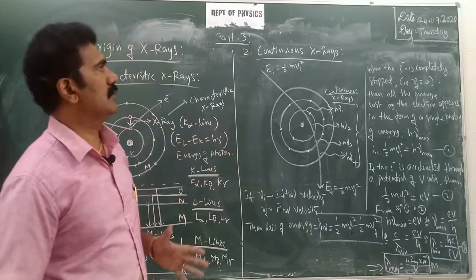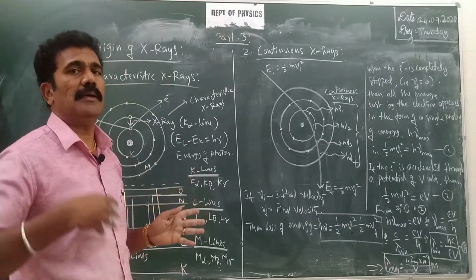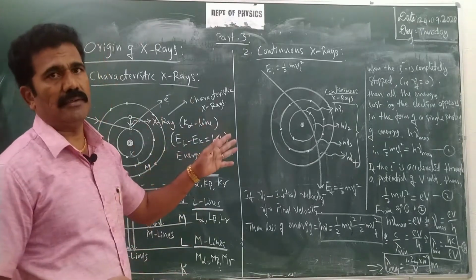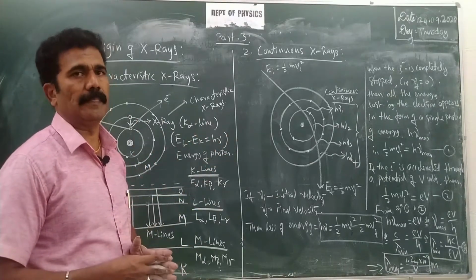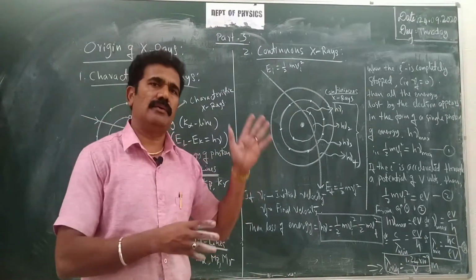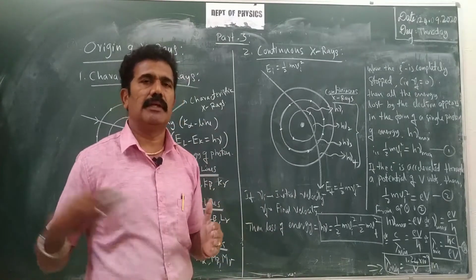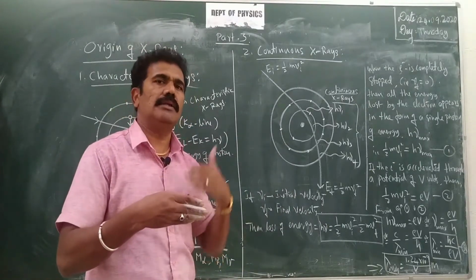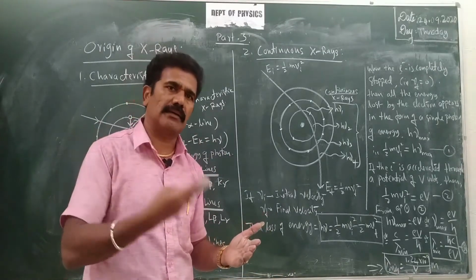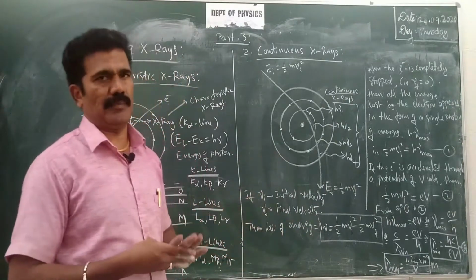Now how to produce particularly these two types of X-rays? Based on the mechanism, I said they can be classified as these two types. Now what is that mechanism? In the principle of production of X-rays, we have studied that X-rays are produced due to the interaction between the accelerated electrons with the atomic electrons, or the interaction between the accelerated electrons and the nuclei of the target. That is very important here.